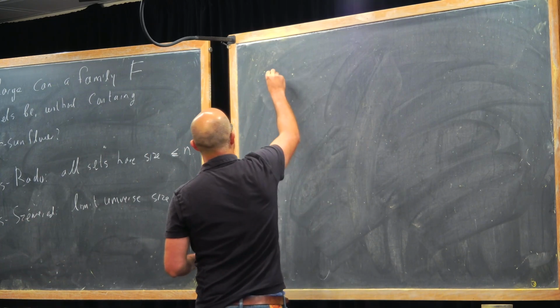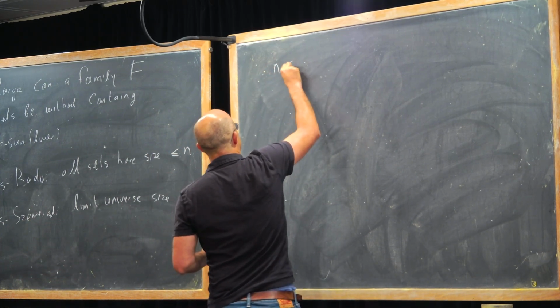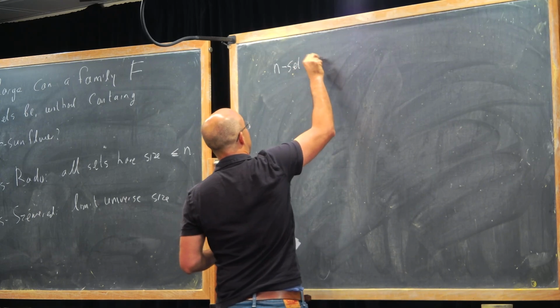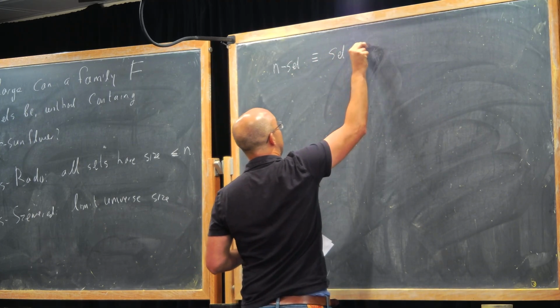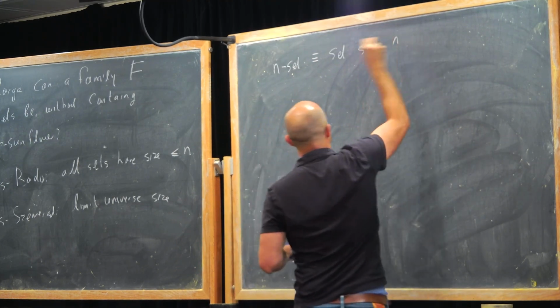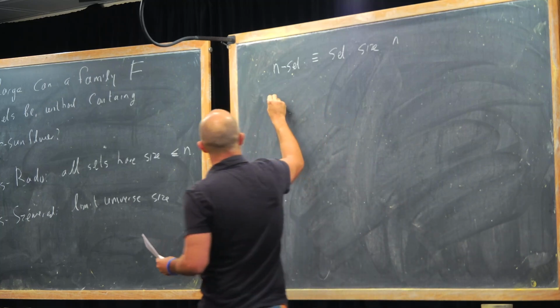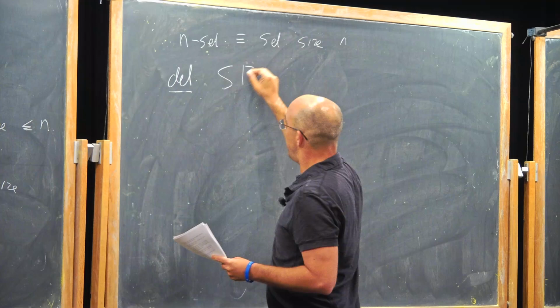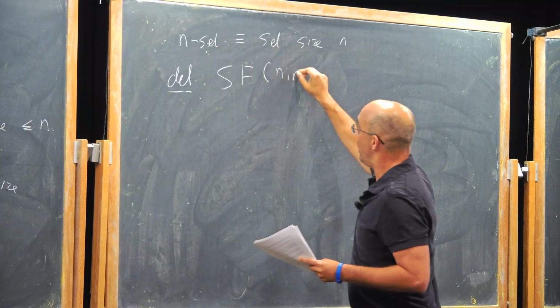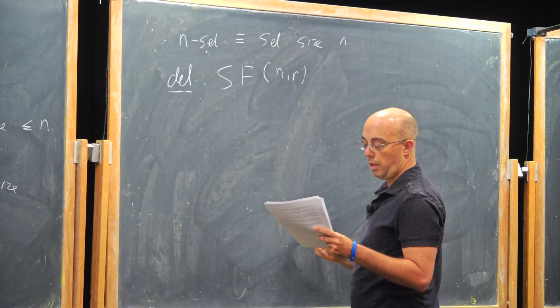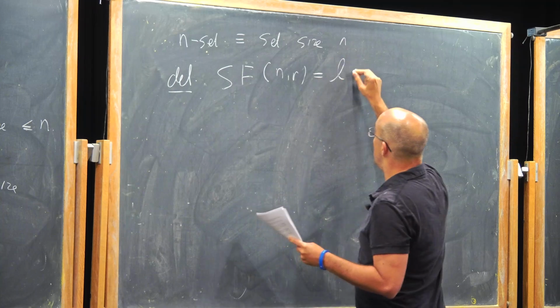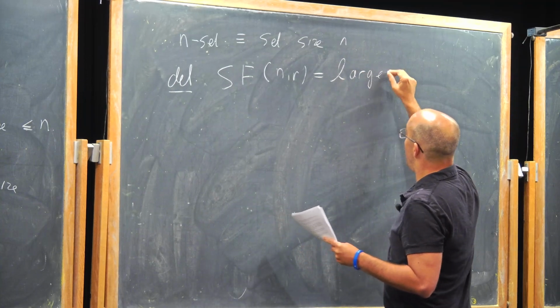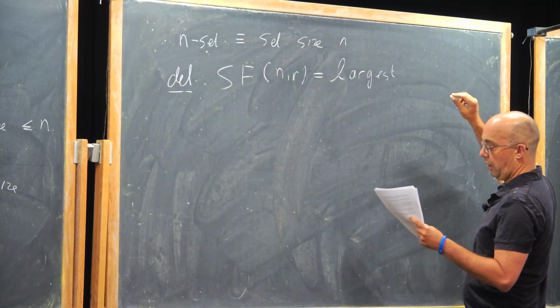So just one piece of notation. When I write an n-set, I just mean a set of size n, right? A set of n elements. So let's make a definition. Let's call this SF, for sunflower, n, r. So that's going to be the largest size of a family of n-sets that does not contain an r-sunflower.